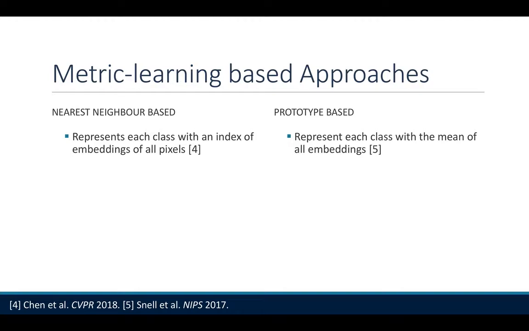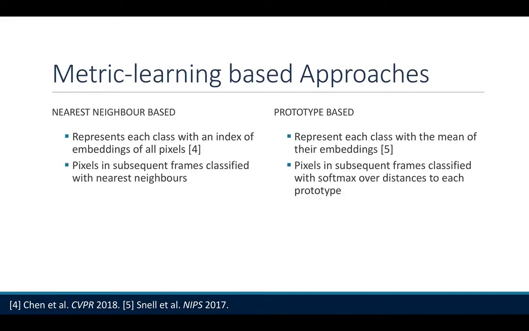Metric learning methods are mainly of two types: nearest neighbor based, which represent each class with an index of embeddings of all pixels, and prototype based, which represent each class with the mean of embeddings of all pixels. Although no one has tried prototype based methods for video object segmentation, we list them here for completeness. Pixels in subsequent frames are classified with nearest neighbors in the nearest neighbor based methods, whereas in the prototype based methods, pixels in subsequent frames are classified with softmax over distances to each prototype.